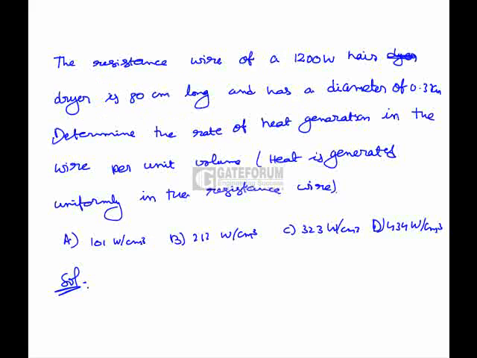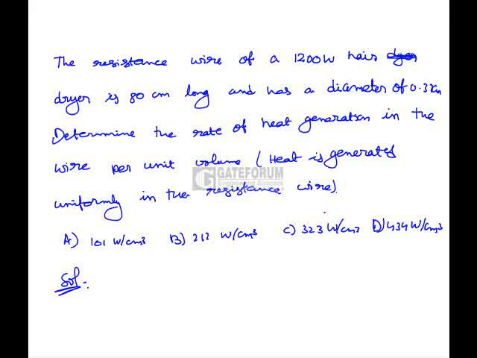Wire of a 1200 watt hair dryer is 80 centimeter long and has a diameter of 0.3 centimeter. Determine the rate of heat generation in the wire per unit volume. Assume heat is generated uniformly in the resistance wire. Here the options are 101 watt per centimeter cube, 212, 323 and 434.